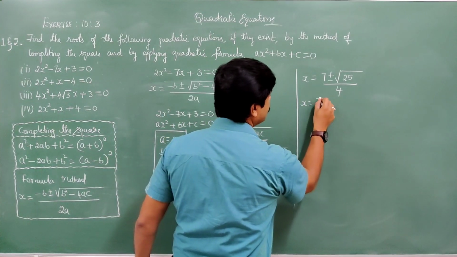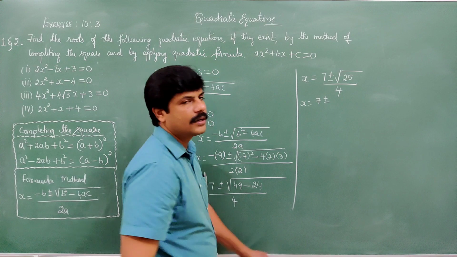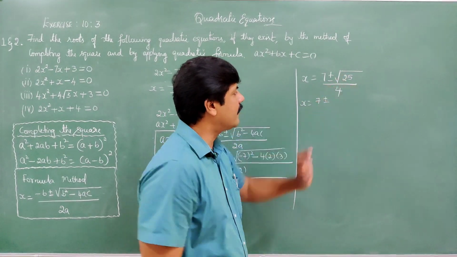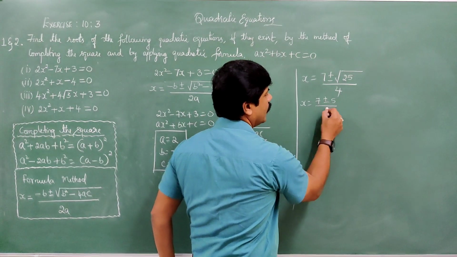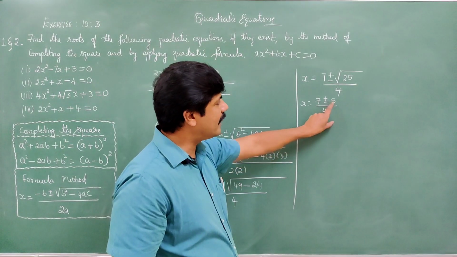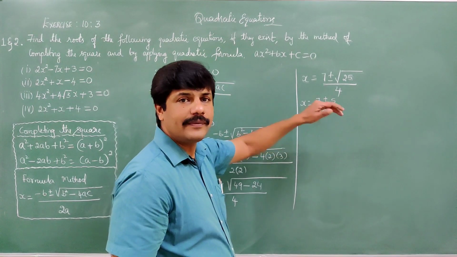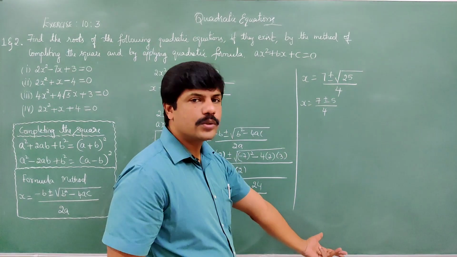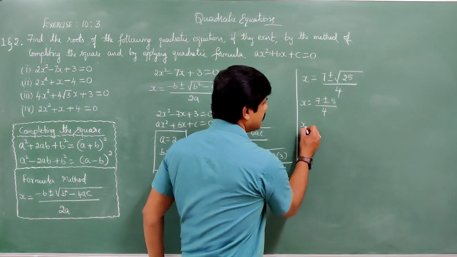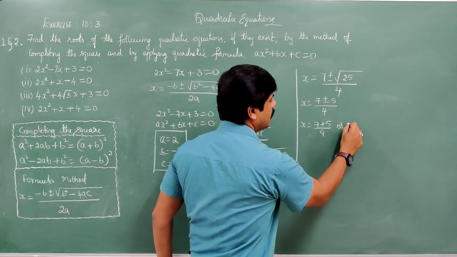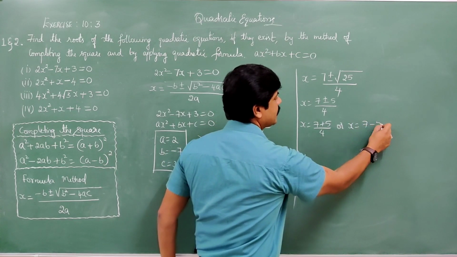X is equal to 7 plus or minus the square root of 25, all divided by 4. The square root of 25 is 5. Understand? Now, you can see that this 5 is plus or minus 5, so we can write it twice, once with the plus and once with the minus. That is, x equals (7 plus 5) by 4 or x equals (7 minus 5) by 4.